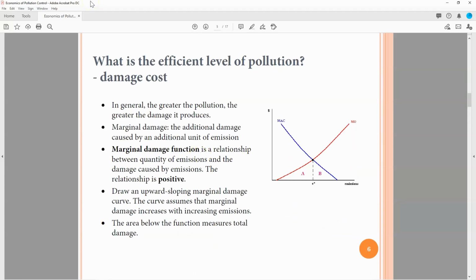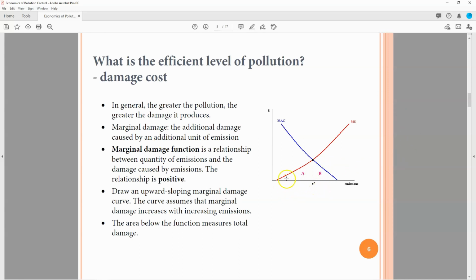We will start from the damage cost part. In general, the greater the pollution, the greater the damage it produces. I think this one is very easy to understand, right? The marginal damage is defined as the additional damage caused by an additional unit of emission. From the marginal damage function, we see there is a relationship between the quantity of emissions and the damage caused by emissions, because the greater the pollution, the greater the damage it produces.